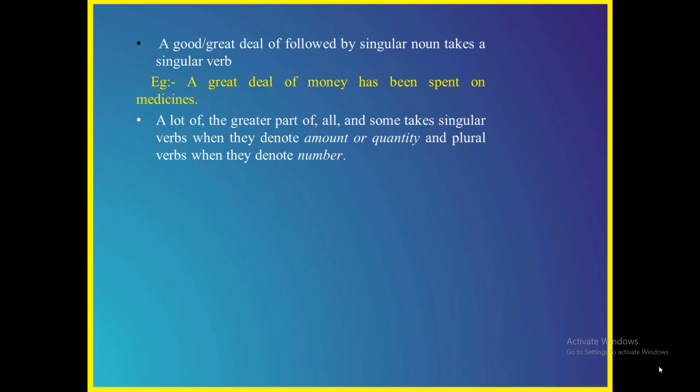Look at the next rule. A lot of, the greater part of, all and some take singular verbs when they denote amount or quantity and plural verbs when they denote number. So if you are framing a sentence using words like a lot of, the greater part of, all and some, and these words represent amount or quantity, then you are supposed to use a singular verb. And if they denote number, you are supposed to use a plural verb.